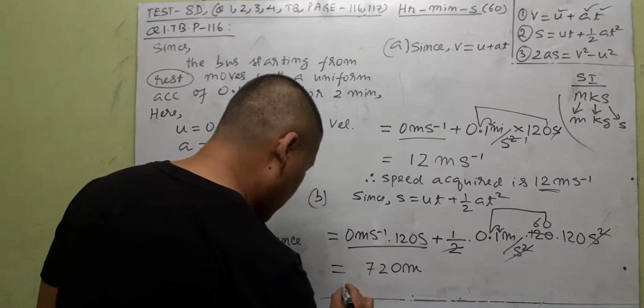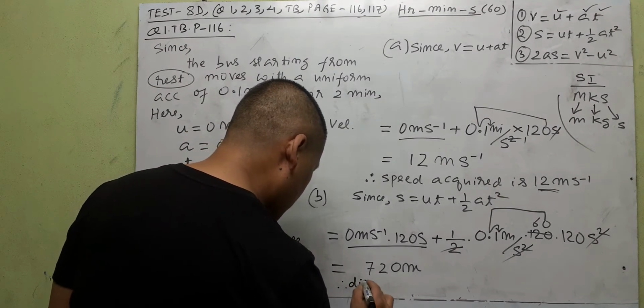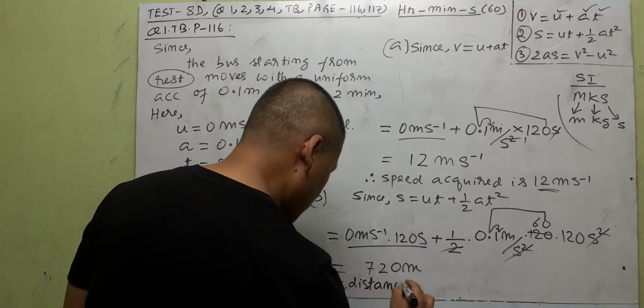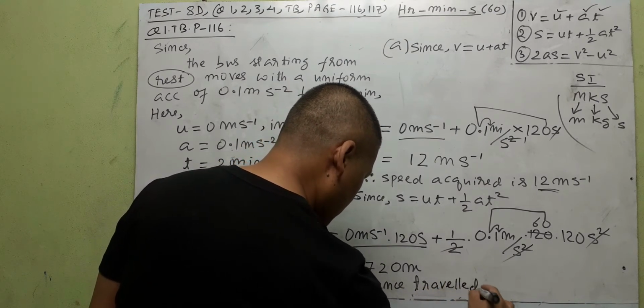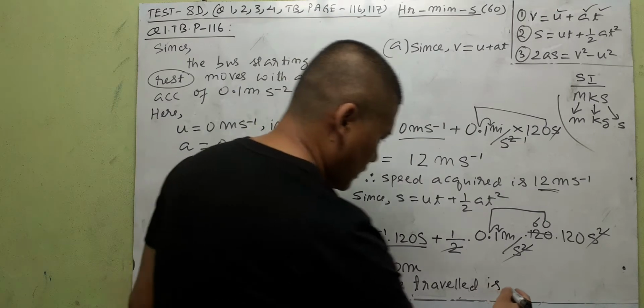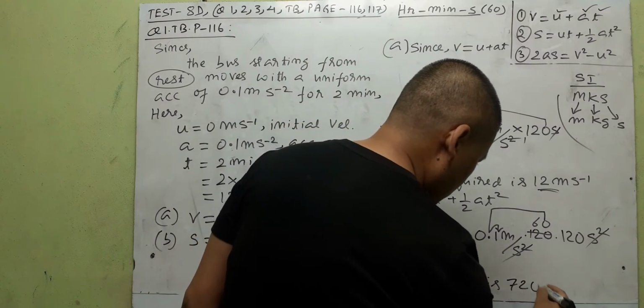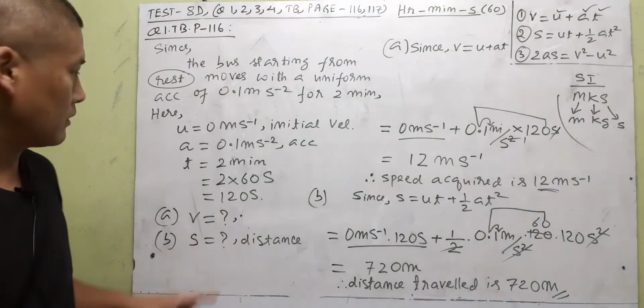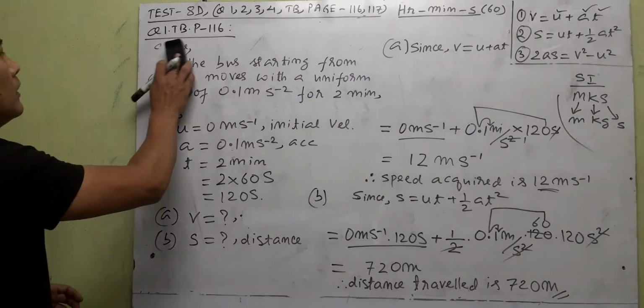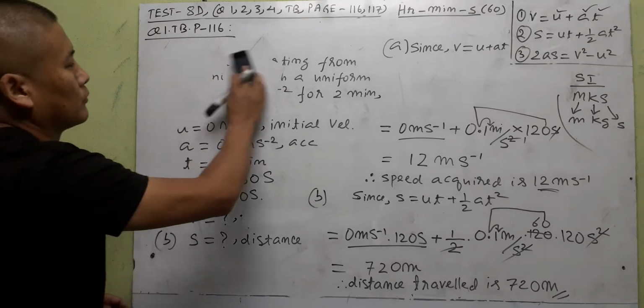distance traveled. So here, therefore, the distance traveled by this bus is 720 meter in 120 seconds. Right, so 1 is done. So we'll go to the next question.